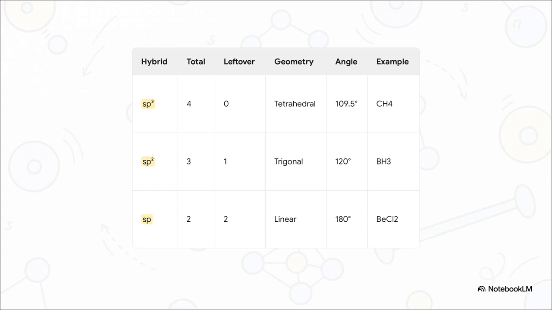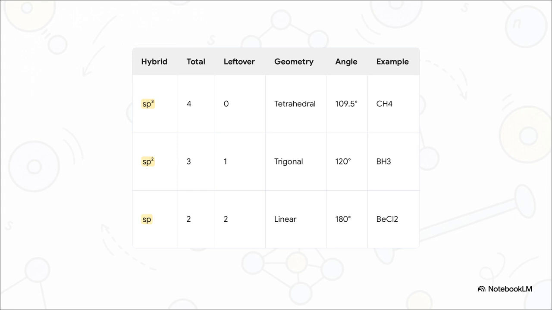For sp3, imagine a little 1 next to the s. 1 s plus 3 p's equals 4 total hybrid orbitals. For sp2, 1 plus 2 equals 3 total hybrids. And for sp, 1 plus 1 equals 2. The number of electron domains you need to accommodate always matches the sum of the superscripts in the hybridization state. If you can just count your electron groups, you can instantly nail down the geometry and the bond angle.